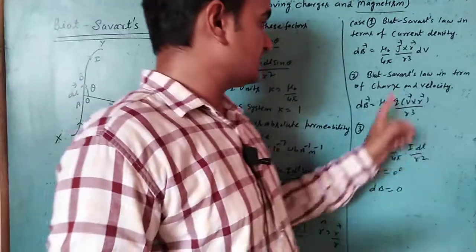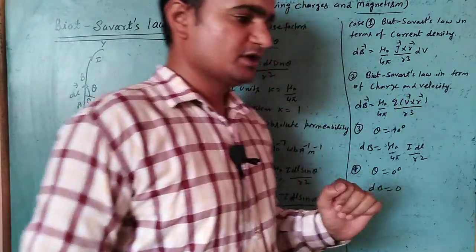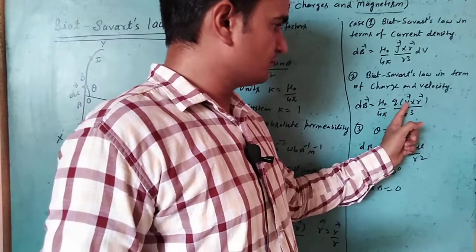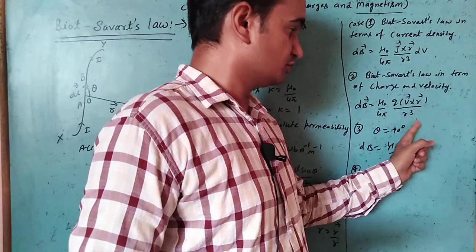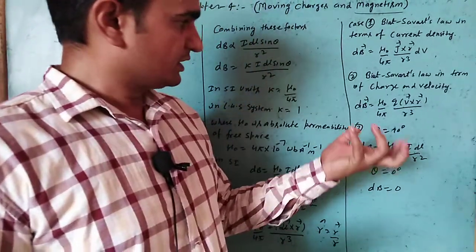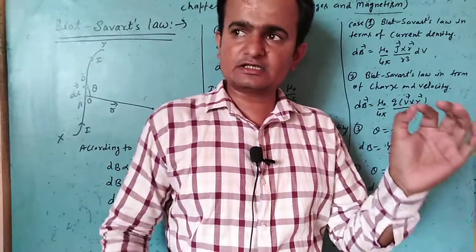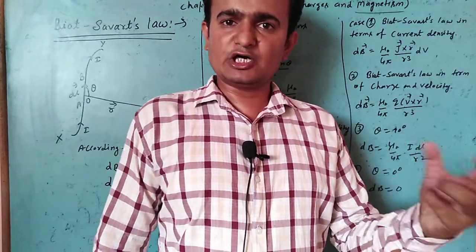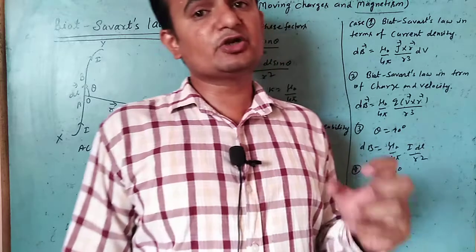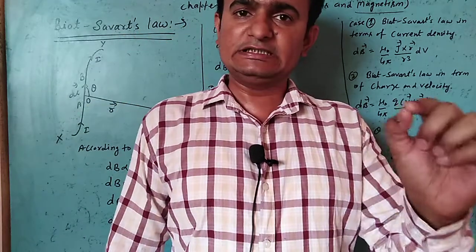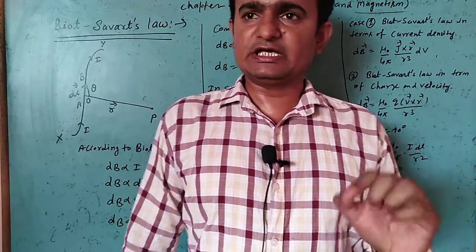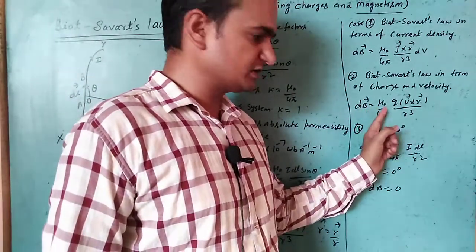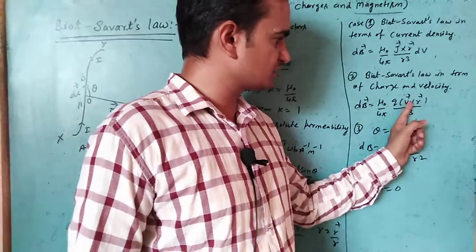Now Biot-Savart law in terms of charge and velocity means dB equals mu naught upon 4 pi q v vector cross r vector upon r cube. This statement is also derived from the electric current, where electric current I equals q upon t, charge upon time. Now multiply numerator and denominator by dl, या both side dl से. Then solve this equation: dB vector equals mu naught upon 4 pi q v vector cross r vector upon r cube.